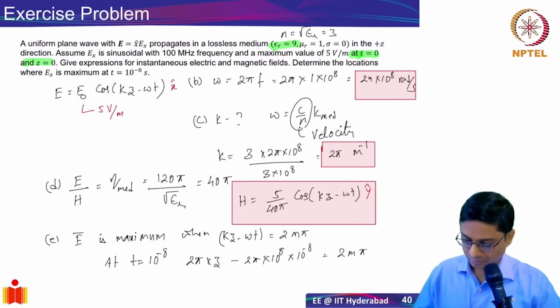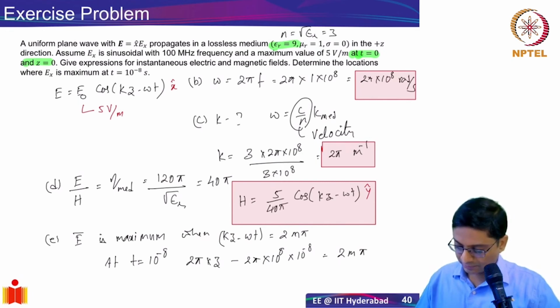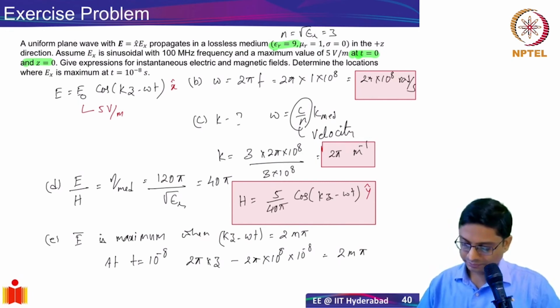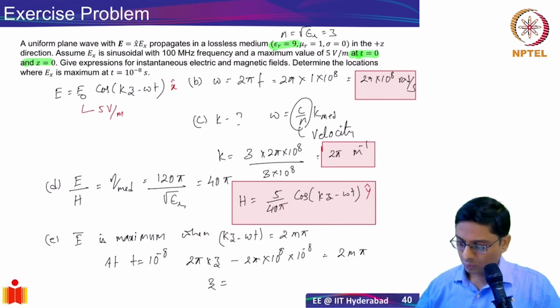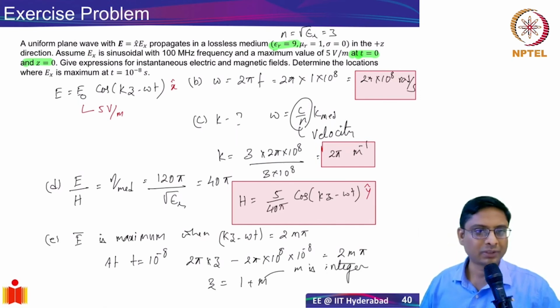The 2 pi's will go. So what you will end up seeing is z is going to be equal to, you can take it to the other side, 1 plus m. By the way, m is an integer, so it can be plus or minus: 0, plus 1, minus 1 and so on. So these are the locations where your electric field is going to be maximum.